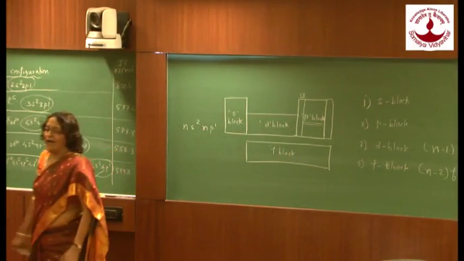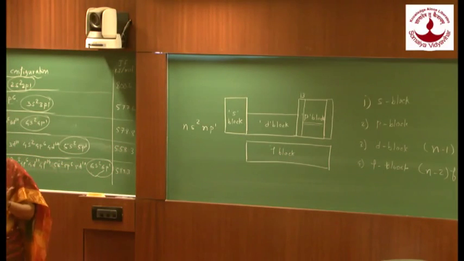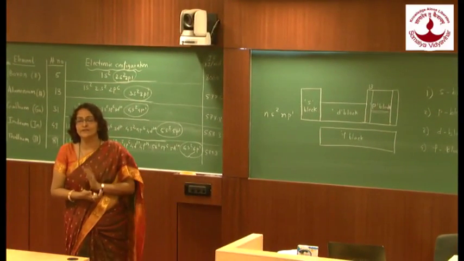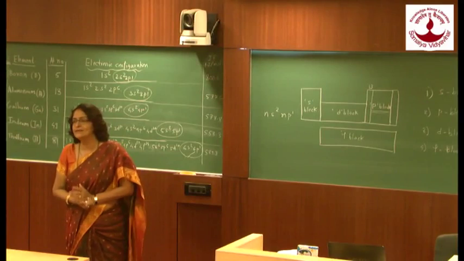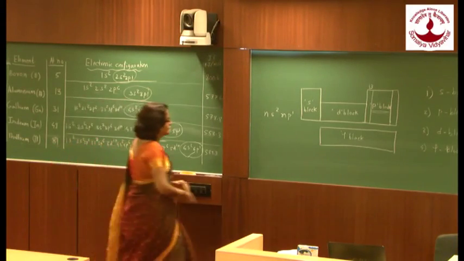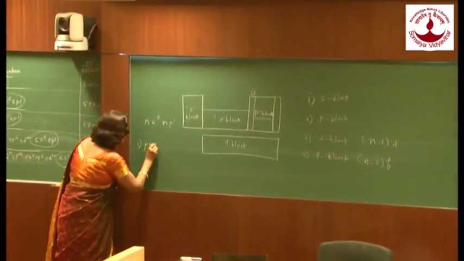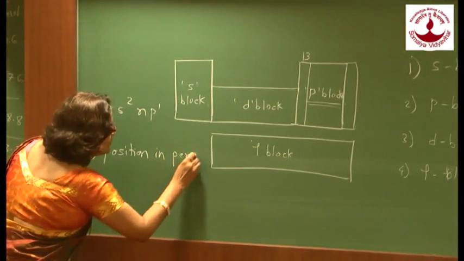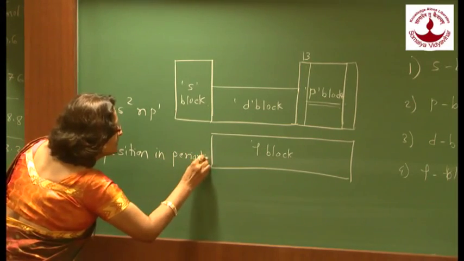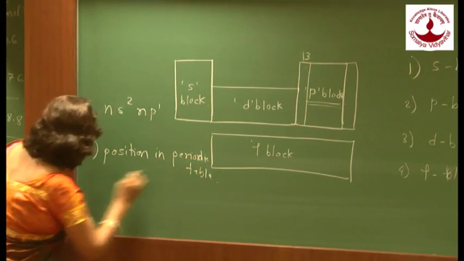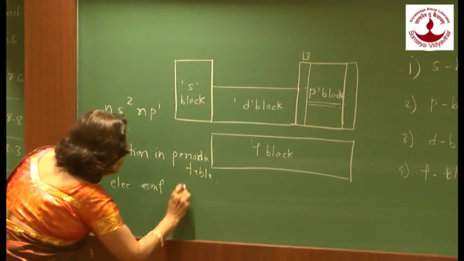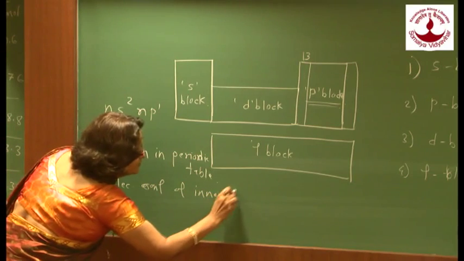Now as they have the same general valence electronic configuration, they are expected to have the same properties, but still they have some differences in their properties. So what is the reason for it? The first reason is the position of these elements in the periodic table and the electronic configuration of their inner shells.